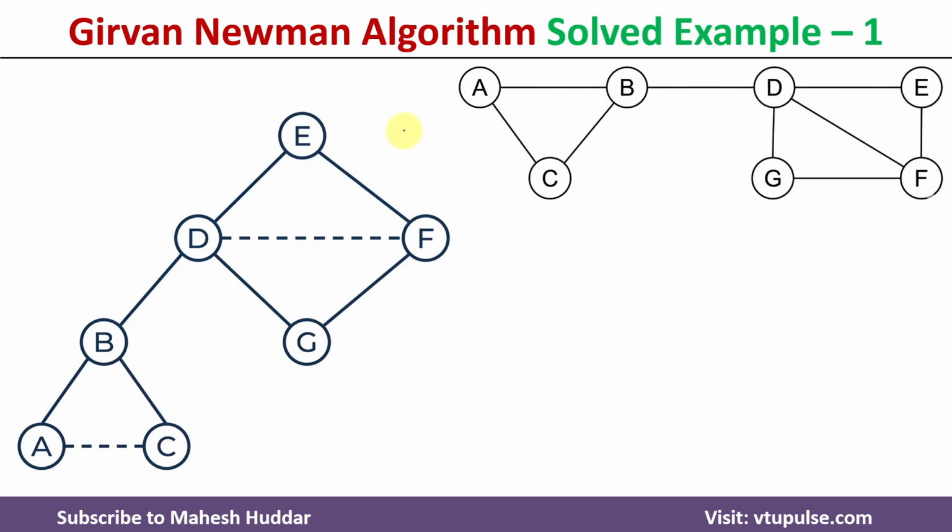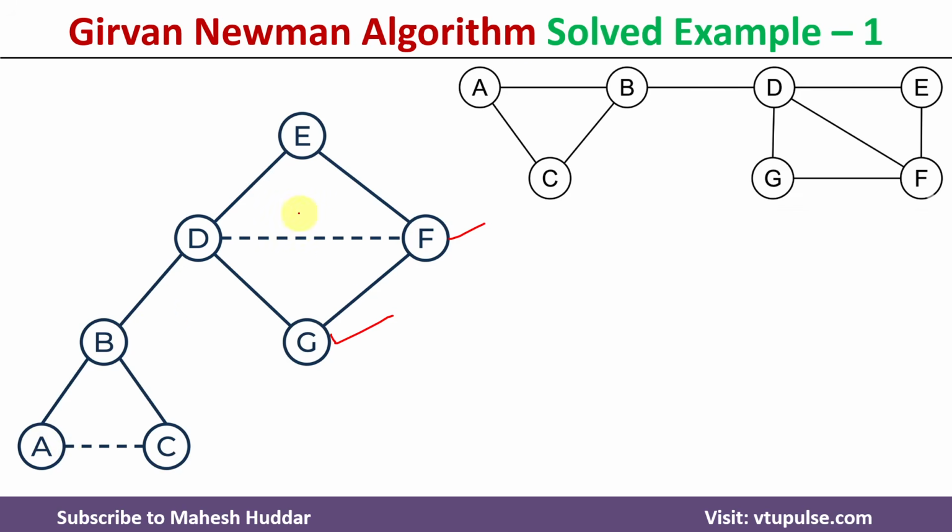And for E, here we can see that D and F will become its children. So that is what I have drawn here. And for this D and F, G will become the child. So here we can see that. And from D to B, we have one more community, that is ABC. That is what I have drawn here.